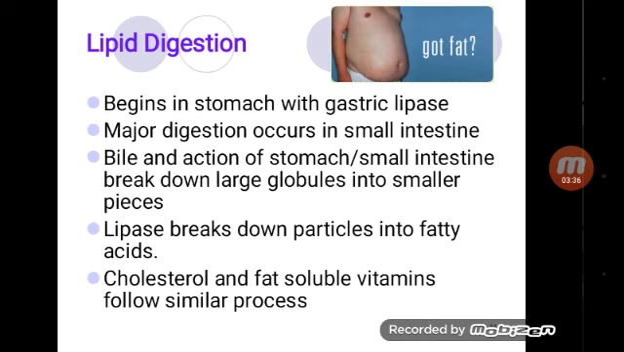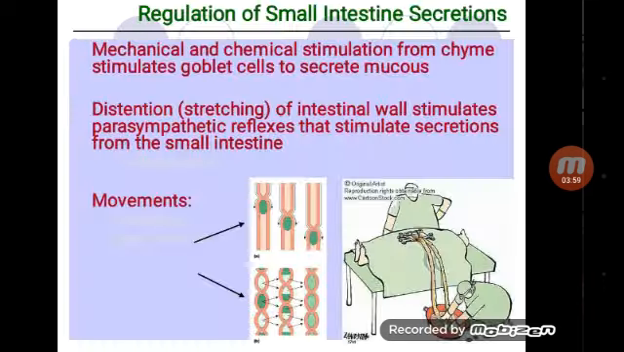Coming to lipid digestion, it begins in stomach with the gastric lipase. Here digestion takes place in small intestine. Bile and action of stomach or small intestine breaks down large globules into smaller pieces. Lipases break down particles into fatty acids. This we saw in the previous slides. Cholesterol and fat soluble vitamins follow similar process.